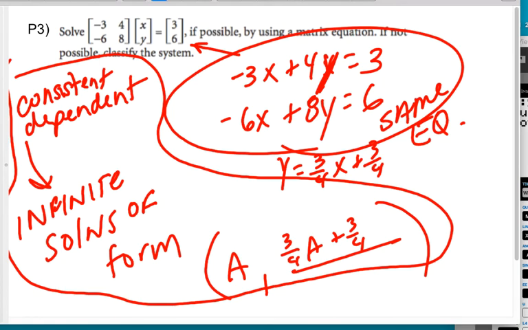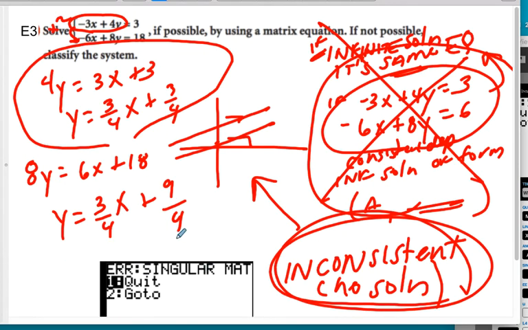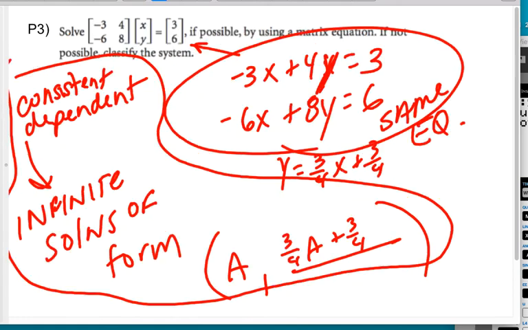So we saw what both of these look like, okay? If you get an error like this, it either means that they're the same equation, right, or it means that they're parallel lines. And that's it for 4.4.